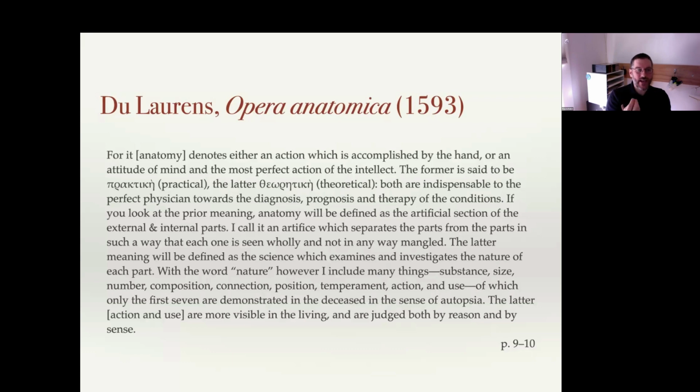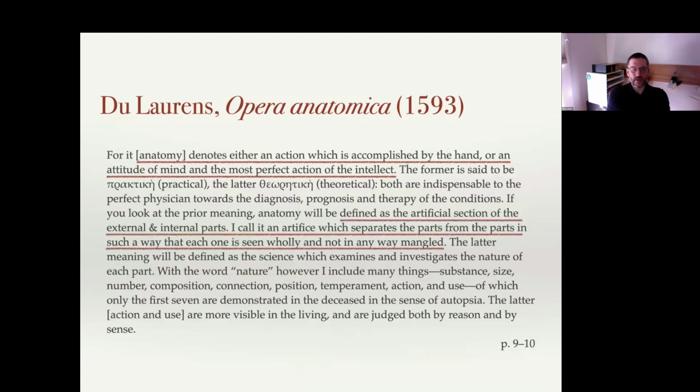But he also says that anatomy has two definitions. It denotes either an action which is accomplished by the hand or an attitude of mind and the most perfect action of the intellect. The former is practical, the latter theoretical. In the first way, practical anatomy is defined as the artificial section of the external and internal parts. I call it an artifice which separates the parts from the parts in such a way that each one is seen wholly and not in any way mangled.